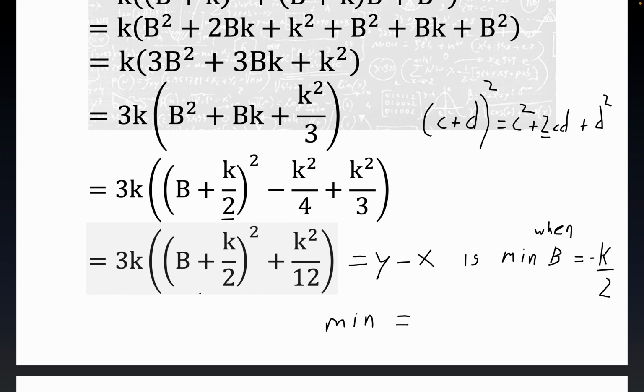Again, this part would vanish to 0 if b is equal to minus k over 2. When you multiply through here and 3 over 12 is 4, you end up getting k cubed divided by 4. And so that is the answer to the question. For any integer, positive or negative, this is the solution. Y minus x is equal to k cubed over 4, and that would be its smallest value.